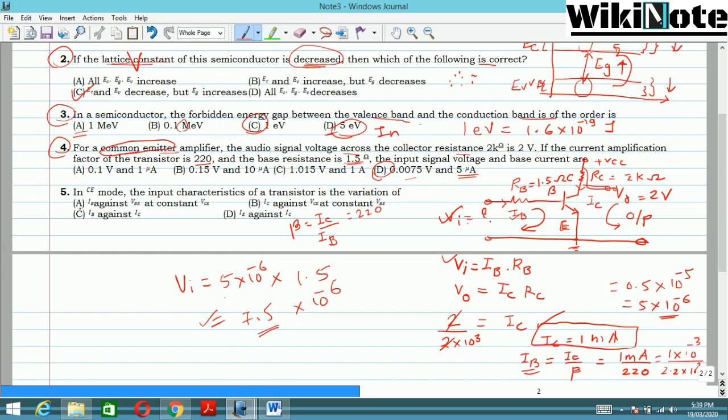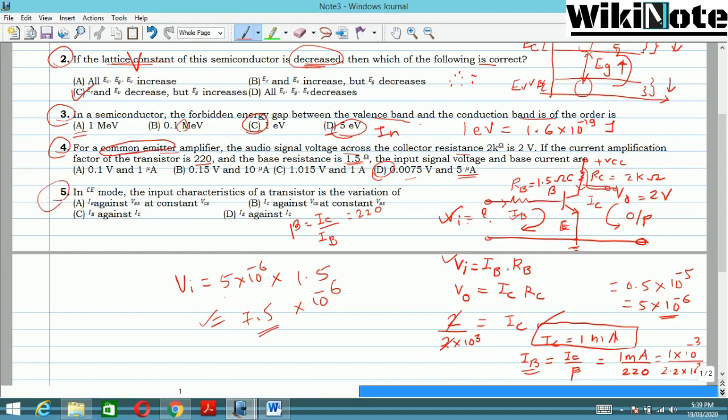Now the next question in CE mode, question 5. In CE mode, the input characteristics of transistor is the variation of. Now keep in mind how to tackle this kind of question. They have asked you about input characteristics, and which mode? CE mode. CE stands for common emitter mode. Diagram is in front of you. Common emitter mode, as I said, emitter is common between input side and output side. The current which is flowing in the input side is called base current, that is IB. The current which is flowing at the output side is called IC.